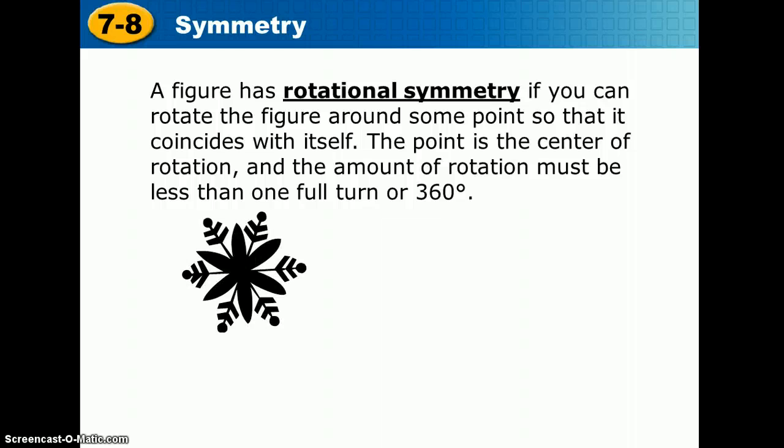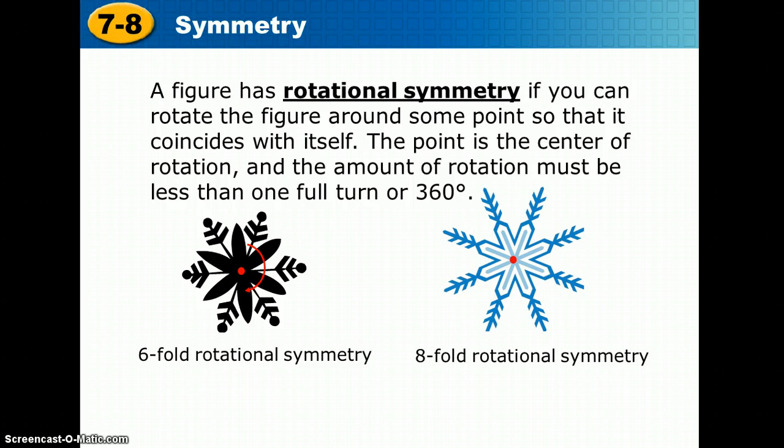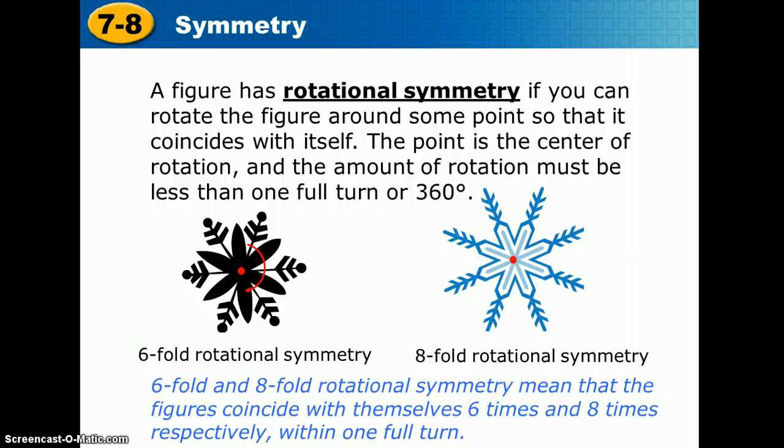For instance, the snowflake comes to 6 points, so there are 6 ways I could rotate it and it would coincide with itself, or look exactly the same. I could rotate it 1 click to the right and it would match up, 2 clicks to the right, and so on. So it does have 6-fold rotational symmetry. This larger snowflake has 8 points, so it would have 8-fold rotational symmetry. 6-fold and 8-fold rotational symmetry just mean that the figure coincides with itself 6 times for the figure on the left and 8 times for the figure on the right for one full turn.